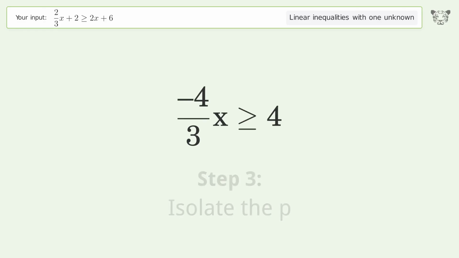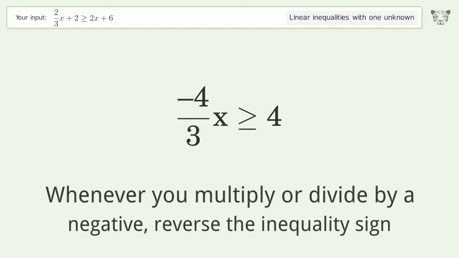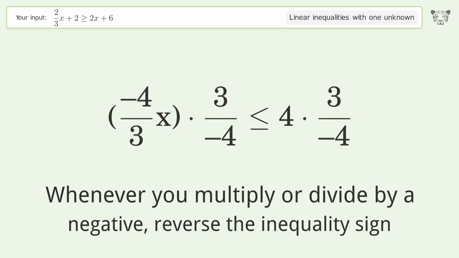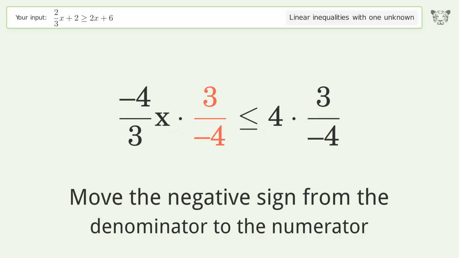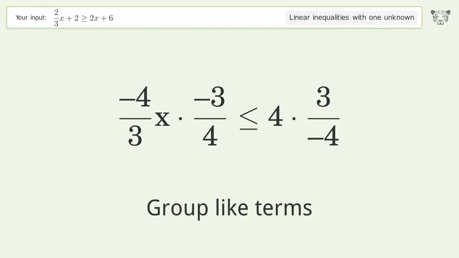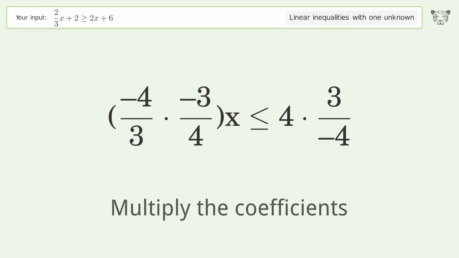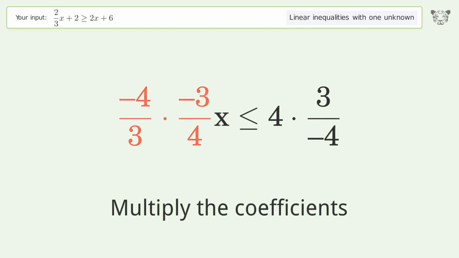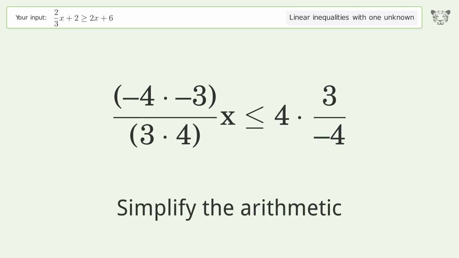Isolate the p. Multiply both sides by inverse fraction 3 over -4. Whenever you multiply or divide by a negative, reverse the inequality sign. Move the negative sign from the denominator to the numerator. Group like terms. Multiply the coefficients. Simplify the arithmetic.